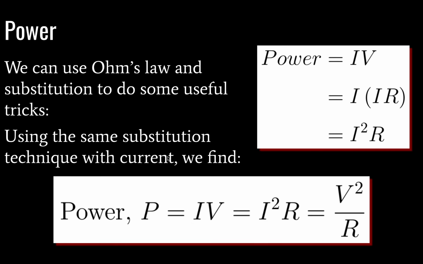Okay, using the same substitution technique with current, we can find this form of the equation where power is equal to potential difference or voltage squared divided by resistance. Okay, so here we have all of the information we need for a number of scenarios in IB physics.